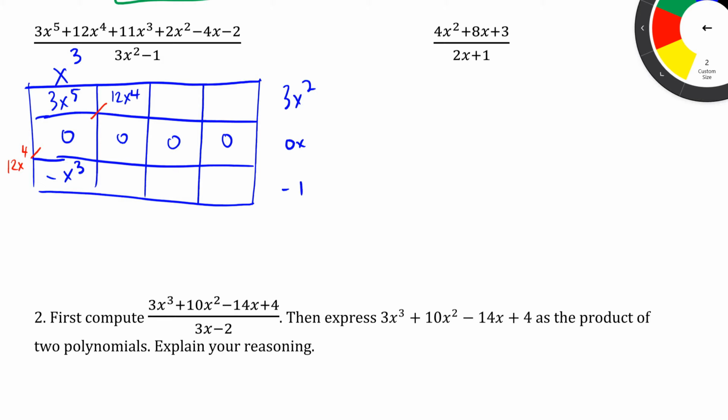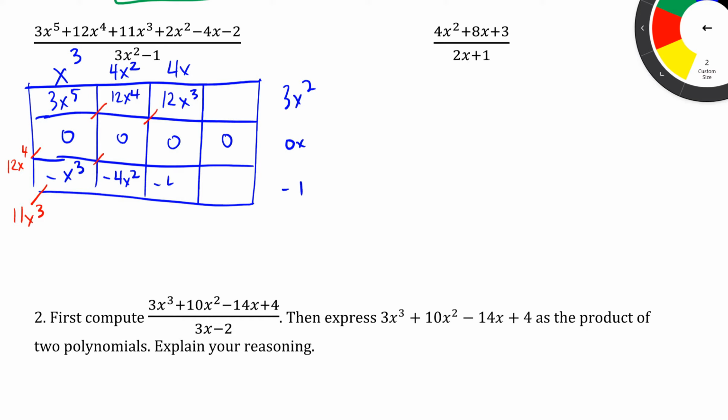Meaning I need to multiply that by 4x squared, because 4x squared and 3x squared makes 12x to the 4th, making this last box 4x squared negative. The next term I want to create is x cubed, so I need 11x cubed. Right now I have -1, so if I add 12 to that, that becomes positive 11x cubed, which means that needs to be multiplied just by 4x. 4 times 3 makes the 12, x times x squared makes x cubed.